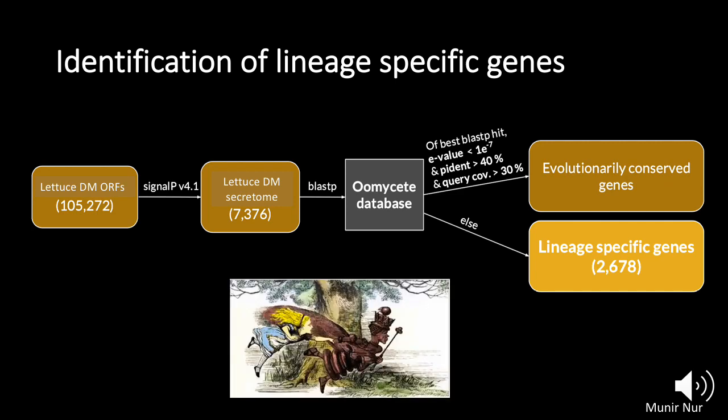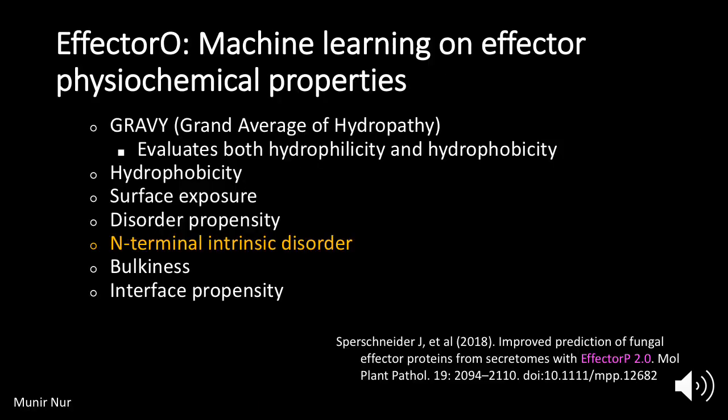Right now we're calling it effector O. It's basically using machine learning on effector physiochemical properties. The name is a nod to effector P, which was developed by Jana Sperschneider in Australia for finding effectors from fungal genomes. We trained a computer with a positive training set on a number of biochemical properties such as hydrophobicity, surface exposure, disorder, bulkiness, and interface propensity. We also added N-terminal intrinsic disorder, because that was something we had noticed from the WIs.